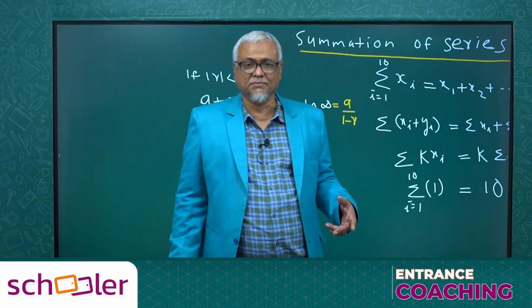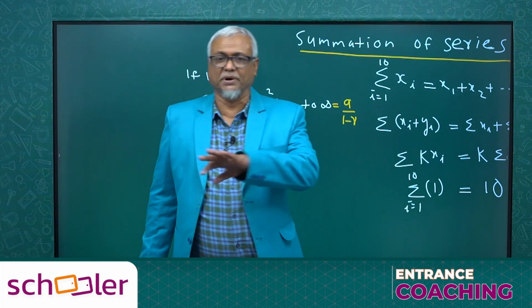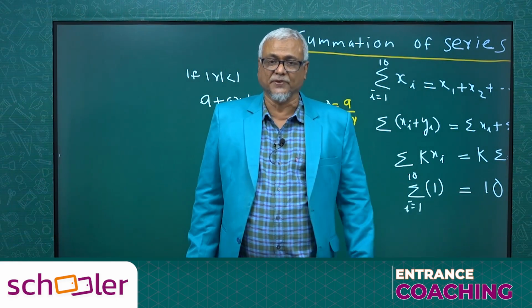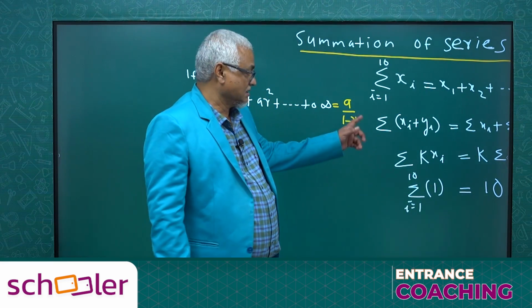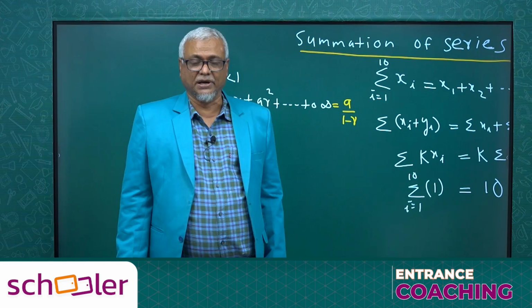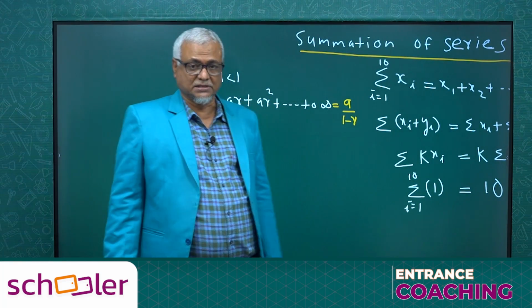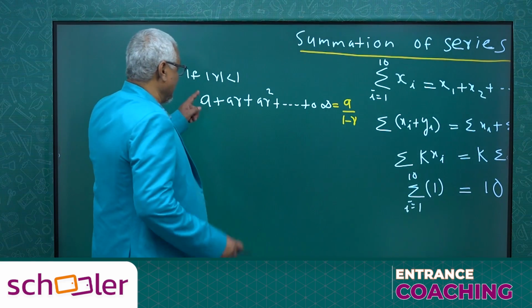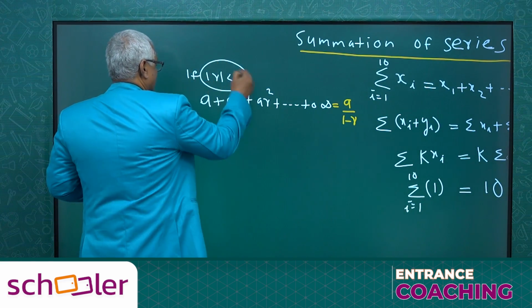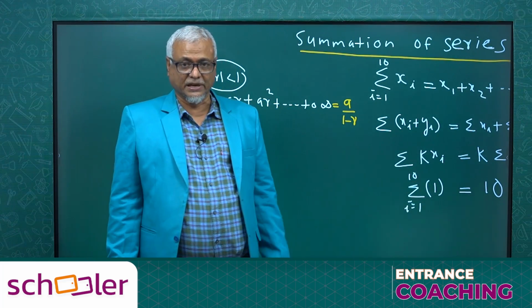What is the sum to n terms? a into 1 minus r raised to n by 1 minus r. But the sum to infinite terms is only a by 1 minus r. Sum to infinite terms of a geometric series, okay. The condition to sum to infinity is that modulus r should be less than 1, okay. Otherwise you cannot sum.